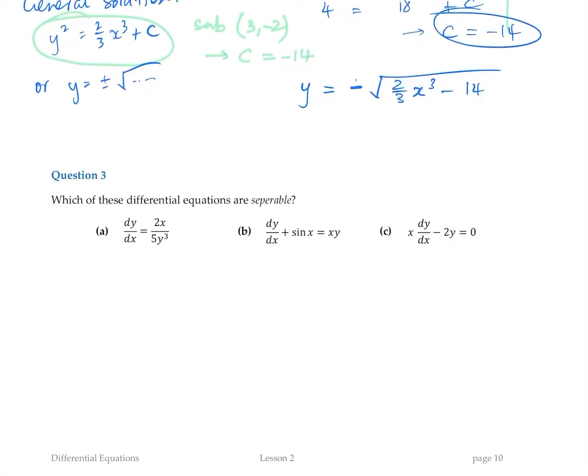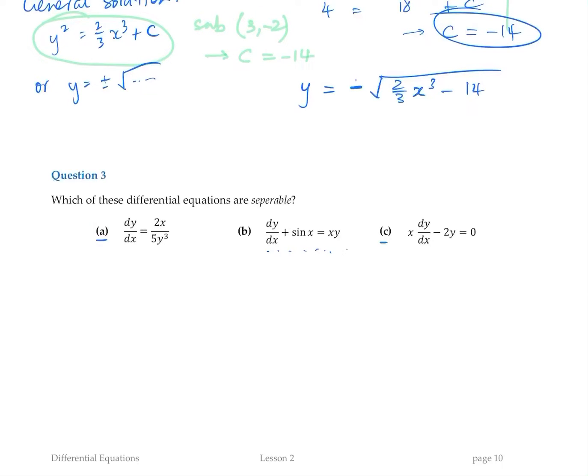Okay, question 3. Which of these differential equations are separable? So, which ones can be separated? Now, it looks obvious to me that the answers are A and C, because they have two terms. When I looked at it at first, my intuition was, well, you need to have two terms. This one is just a little bit too inseparable. But intuition is not the same as a firm answer, so let's have a look.